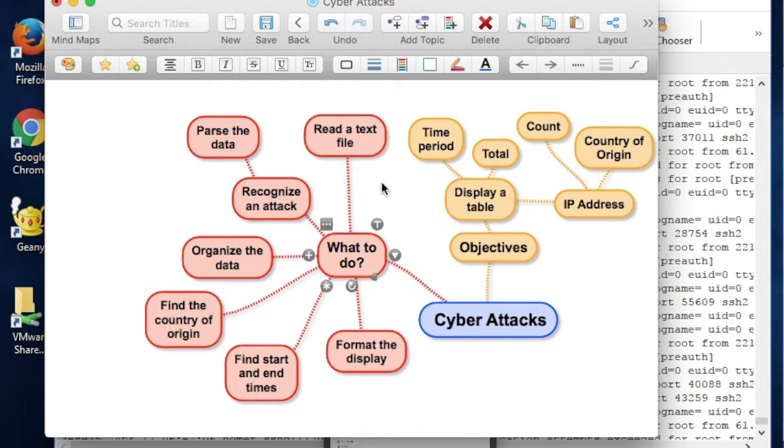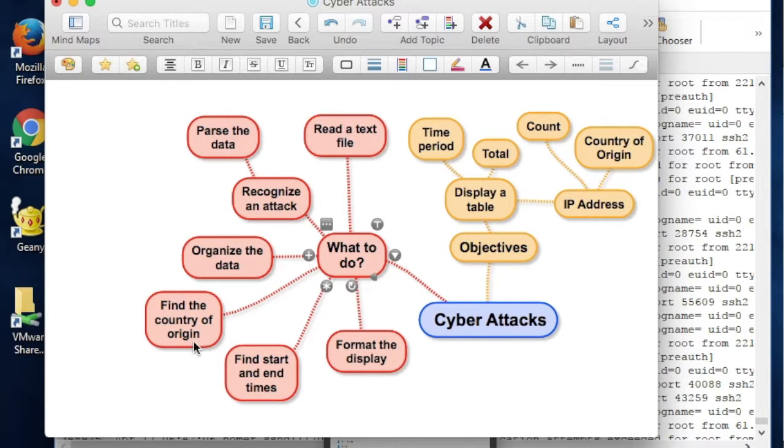So a log file is a text file. I want to read that file in my program one line at a time. I need to be able to recognize on a particular line if it's an attack or not. And I want to pull out just the information from that line. I want to organize the data, so I want to have a set or a list of IP addresses.